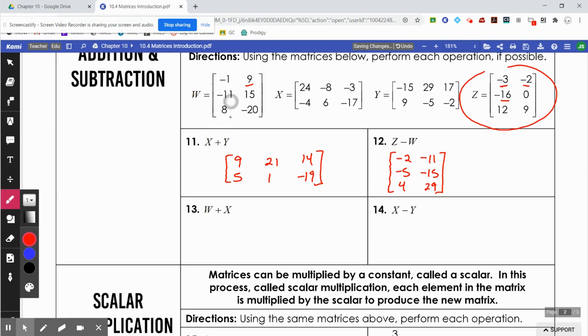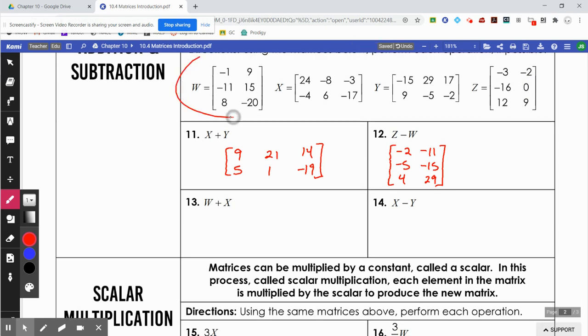Number 13, let me erase that. Number 13, W plus X. Here's W, here's X. They are not the same, so "cannot add" is all you have to put.